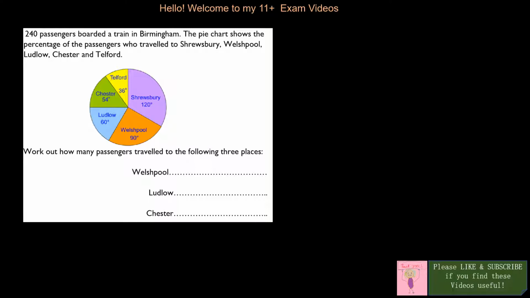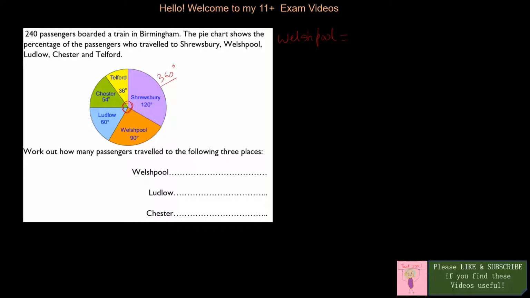Now we know that the total angle is 360 degrees. So 120 degrees, to express as a fraction, is 120 out of 360. There are 240 passengers, and mind you, we don't have to do all. We just have to do Welshpool, Ludlow, and Chester. So let us do Welshpool.